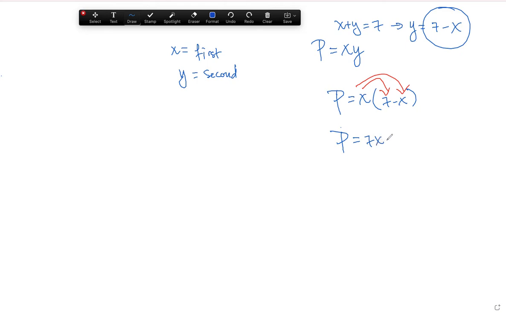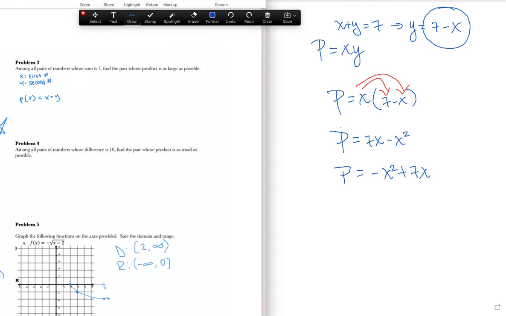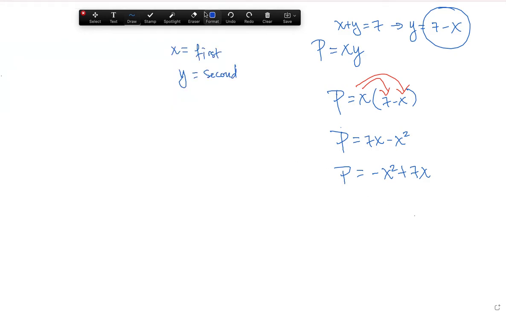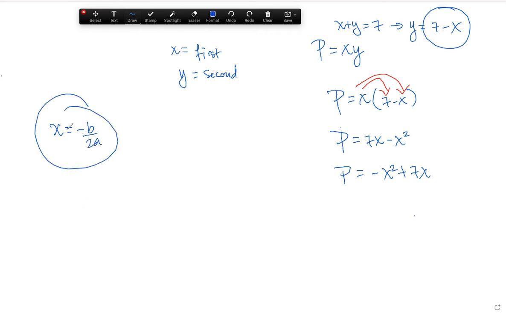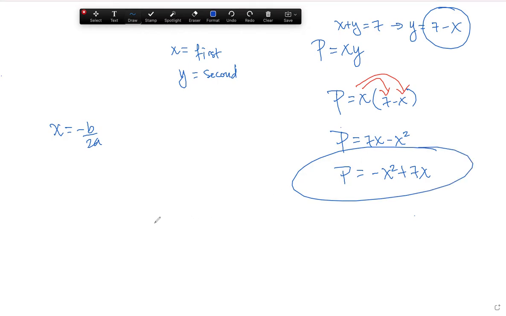7x minus x squared. Exactly, and we like leading with x squared, so we're going to go minus x squared plus 7x. Okay, cool. So then to answer the question, it says find the pair of numbers. To find the pair of numbers, for one of them, for x, just do minus b over 2a. This is the part where I messed up. So the way you find it is just do minus b over 2a once you get the p equation to be all in terms of x.